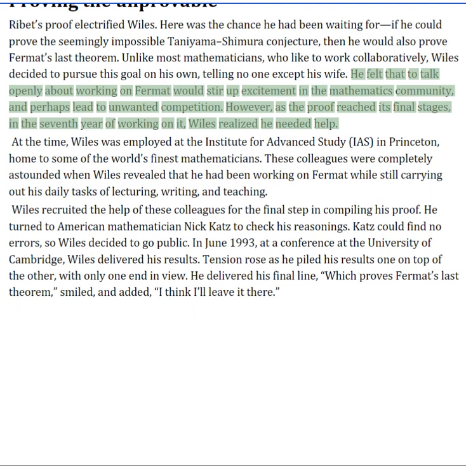He felt that to talk openly about working on Fermat would stir up excitement in the mathematics community, and perhaps lead to unwanted competition. However, as the proof reached its final stages, in the 7th year of working on it, Wiles realized he needed help.